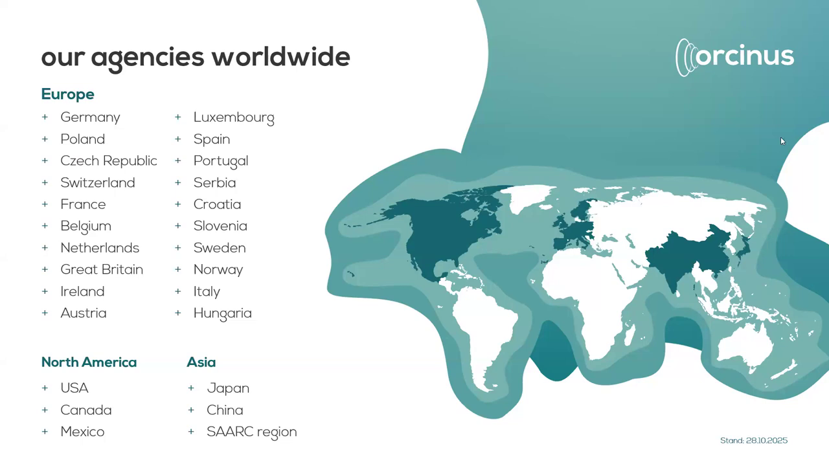Here you can see our footprint around the world. We have a strong network of partner companies such as Matsui for the Asian area, such as India, China, Japan, but also North America, Mexico, and of course, a lot of Europe.